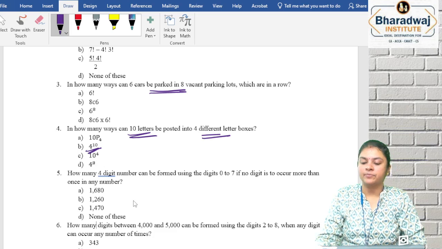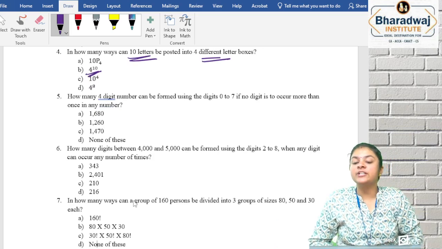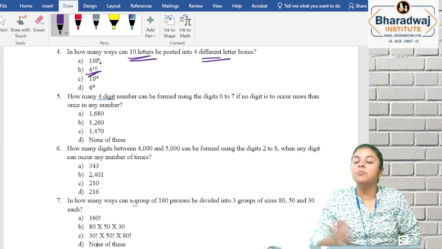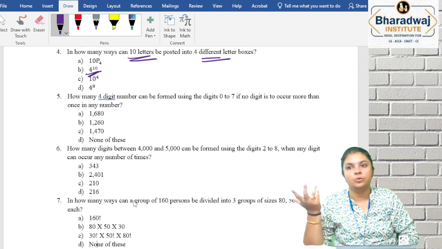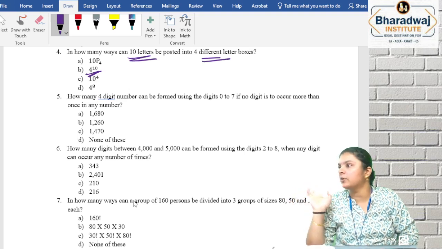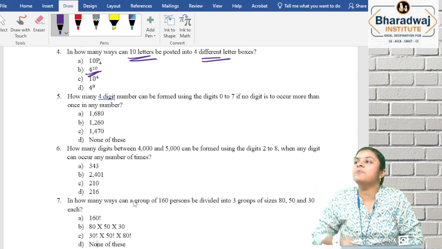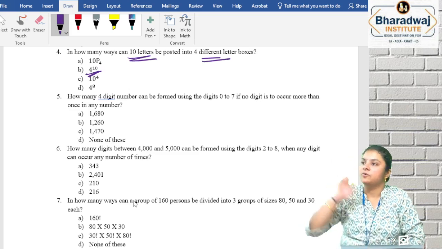Next. How many 4-digit numbers can be formed using the digits 0 to 7 if no digit is to occur more than once? So, is duplication allowed? Duplication or repetition is not allowed. Now, 0 to 7, I want to form a 4-digit number. Ideally, 0 to 7, how many numbers are there? 8 numbers are there, of which how many digits do I want?